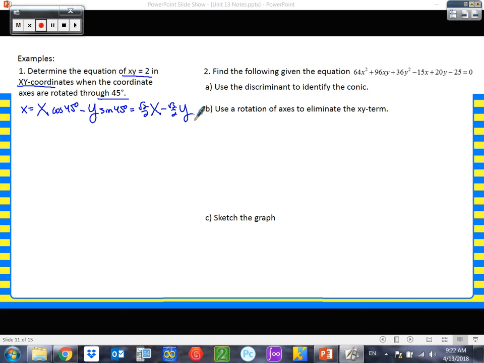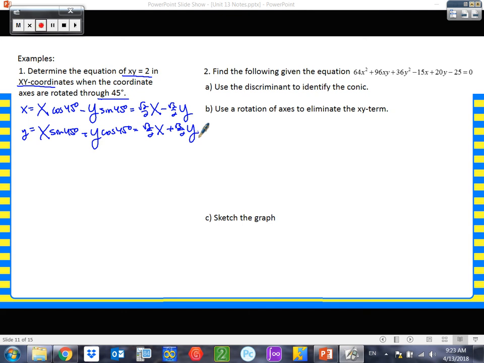Okay, now let's work on little y. So little y is going to be big X sine 45 degrees plus big Y cosine 45 degrees. Okay, so let's clean that up. Let's go ahead and take the unit circle values. So that gives us root 2 over 2 big X plus root 2 over 2 big Y.